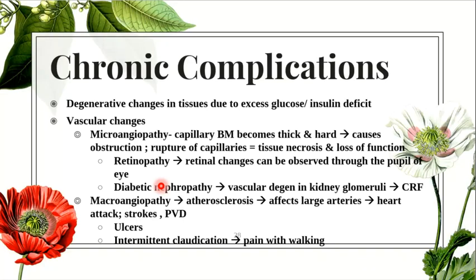Coming to the chronic complications, there are degenerative changes in the tissues due to excess glucose or insulin deficit. Okay, because you understand glucose is going to be excessive for a longer time, so all the organs will start showing a little bit of degenerative changes. The vascular changes will be microangiopathy, where the capillary basement membrane can become thick and hard. It causes obstruction, rupture of capillaries, tissue necrosis and loss of function.